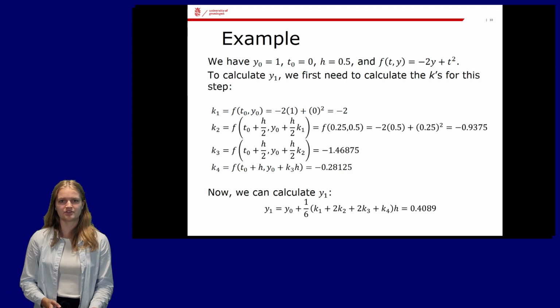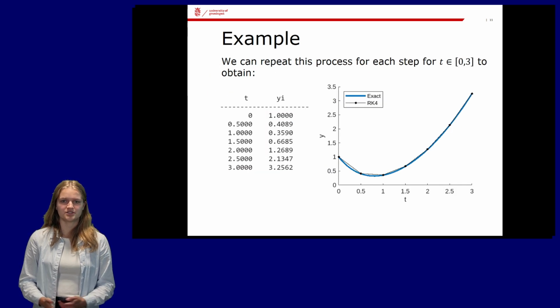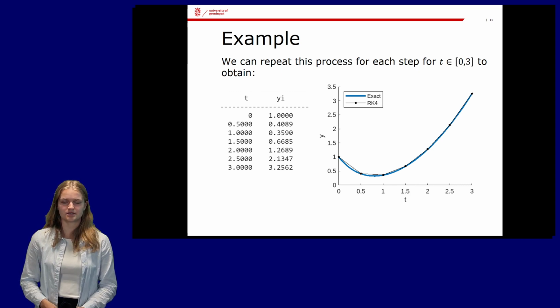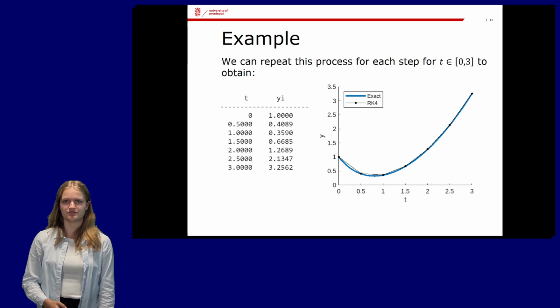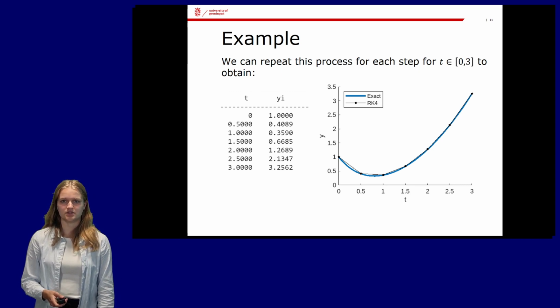So we can repeat this process for each step on this domain, so that we get these values of y for each t, which differ in step size of 0.5. We use MATLAB for this again, and we can plot it, which is also presented in this figure. We have the exact solution to the differential equation, which is plotted in blue, and then our Runge Kutta method. And we see that it approximates the solution quite well.